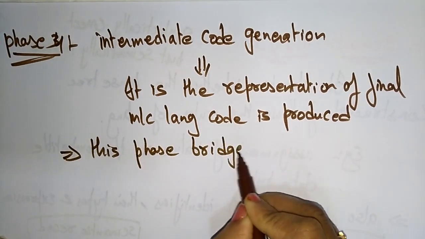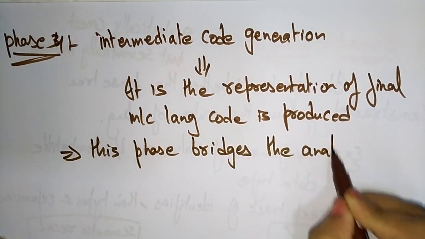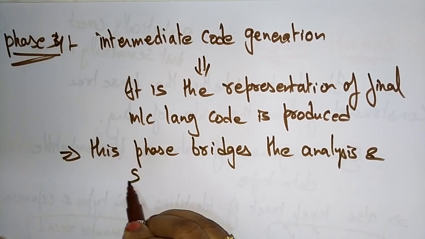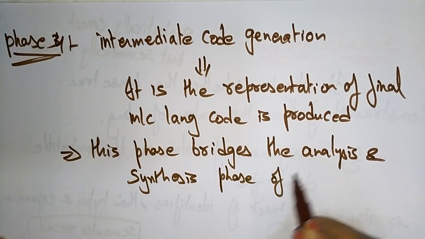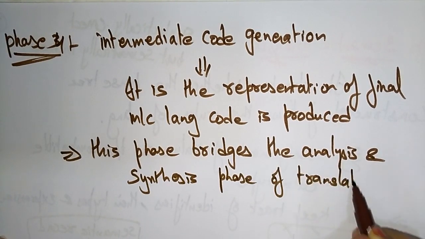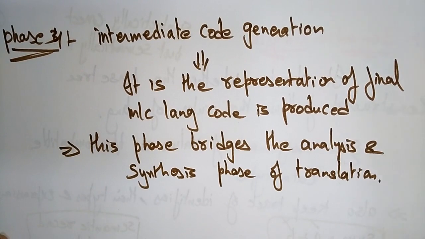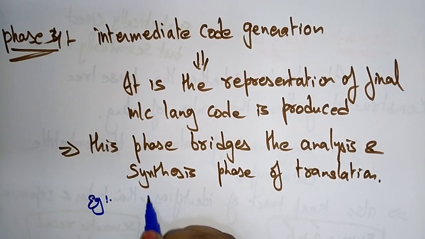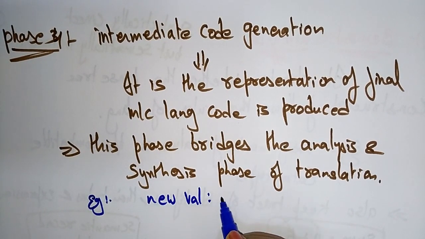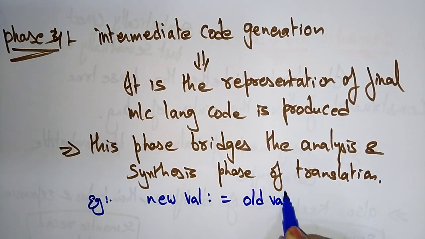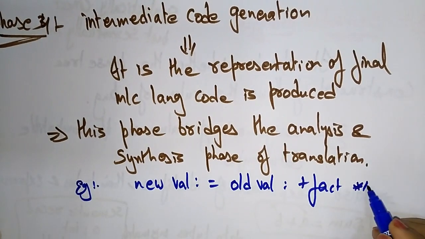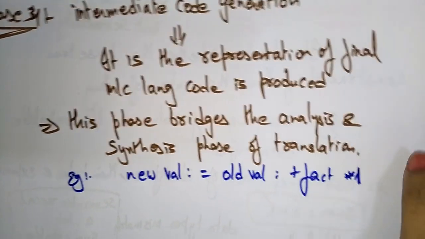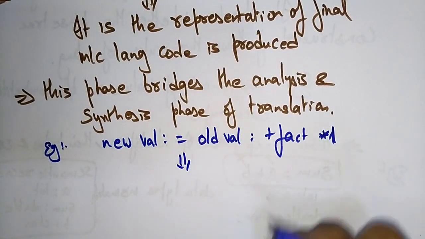This phase bridges the analysis and synthesis phases of translation. So it acts as a bridge between the analysis as well as the synthesis. Let me explain with an example. The same example, let's take new value is equal to old value plus fact into 1. How will the intermediate code generator convert this equation?